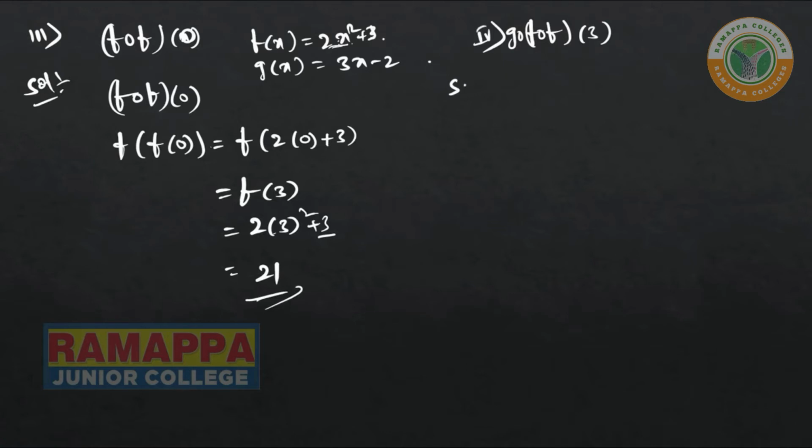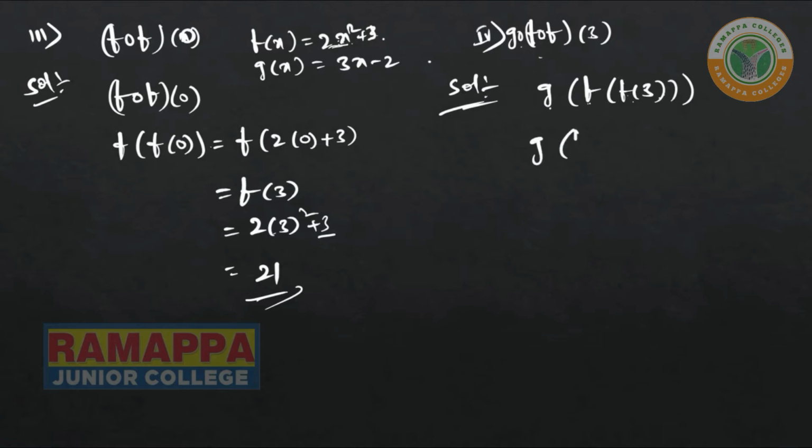Now move to the fourth question solution here. Here the question is different. We have to find g of f of 3, so g of f of 3. So in this, f of 3 is equal to, first we do, I am substituting 3, it will become 3 square is 9, 9 twos are 18 plus 3.